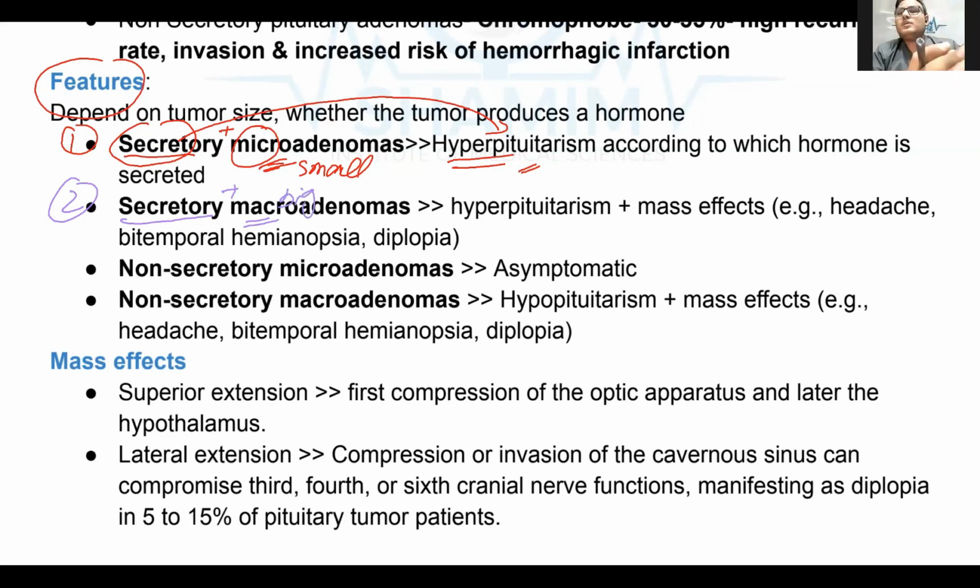So it is a big tumor. It is greater than 10 millimeters. It is secretory, so of course it produces hyperpituitarism signs, and it is macro, it is big, so it will also have mass effects.